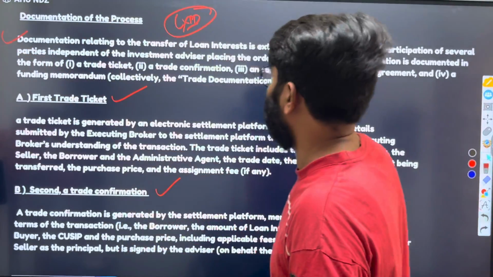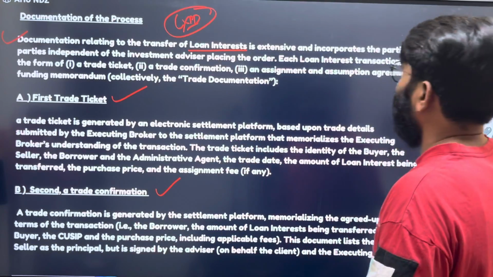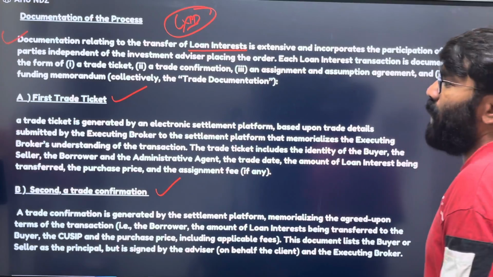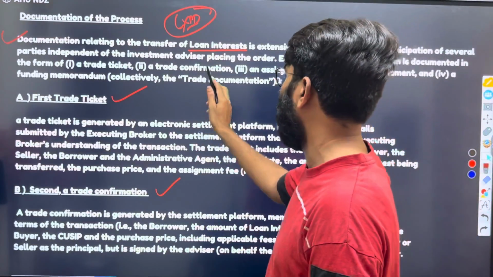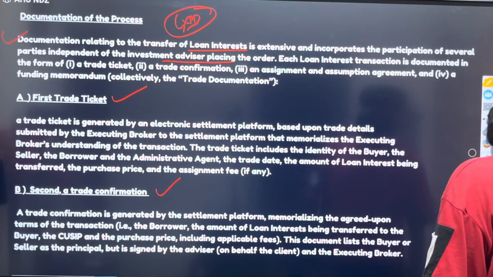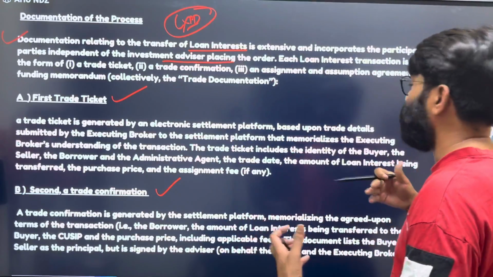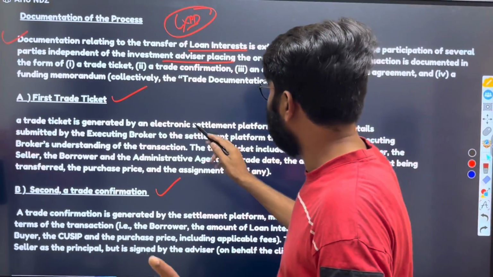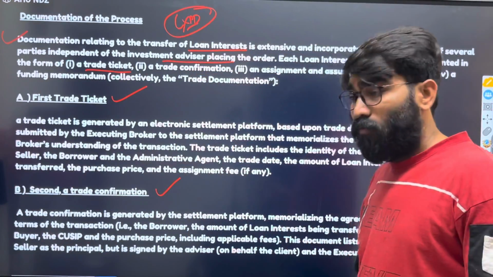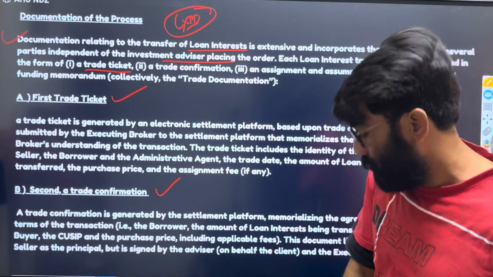Okay, so documentation relating to the transfer of loan interest is extensive and incorporates the participation of several parties independent of the investment advisor placing the order. Each loan interest transaction is documented in the form of, see the document names, note down all these document names. The first one would be the trade ticket. Every loan, see, try to understand it. I'll explain why the trade ticket comes into the picture.